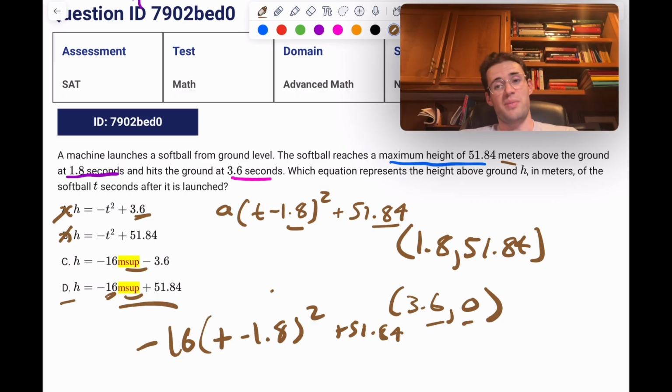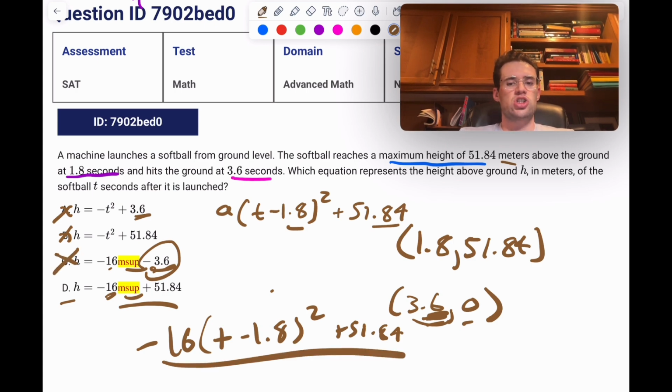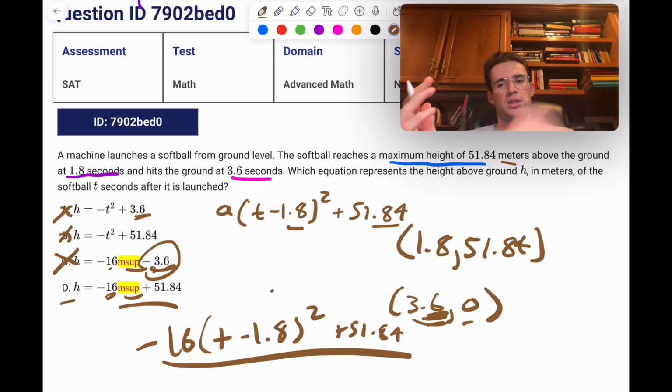I mean, I'm sure there's a way you could make h work where it has this negative 3.6, but that would just be purely a coincidence. The input 3.6 having an output 0 has nothing to do with subtracting 3.6 at the end of something that's either in vertex form or standard form. The c value should not be the additive inverse of the x-intercept, the 0 for a quadratic. So c doesn't really make any sense. Again, d should look something like negative 16 times the quantity t minus 1.8 squared. I'm not sure where the negative 16 is coming from.